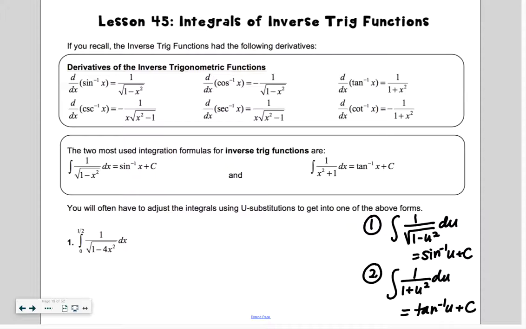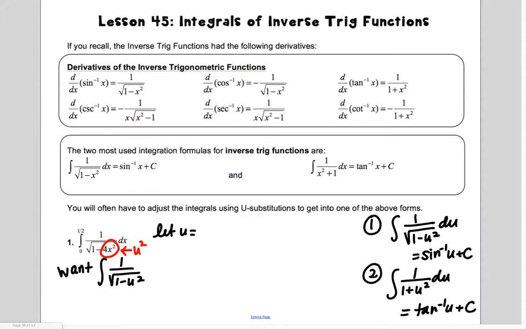Because you see a square root in there, right? It's the one that has the square root. So we're trying to make it look like that first form. So this is what we want. We want it to look like 1 over the square root of 1 minus u squared. So if we want that, what should u be? Close. Good job, Caitlin. She says 2x, right? Because this entire spot right here needs to be u squared. So u has to be 2x. So we're letting our u be 2x.